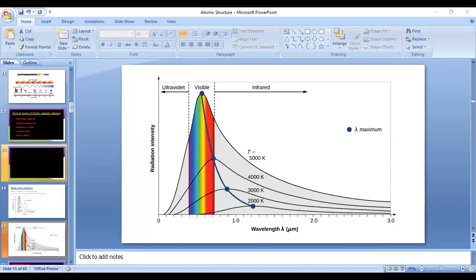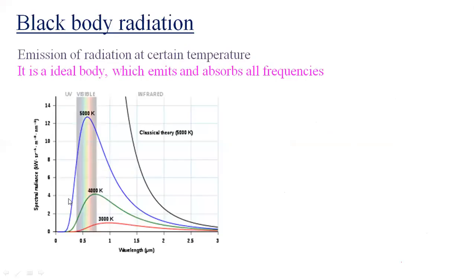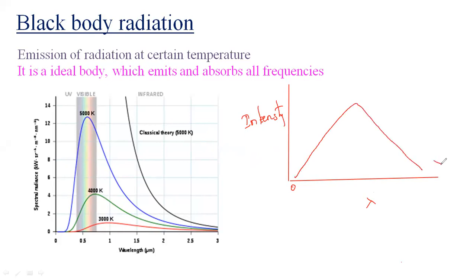Again see our spectrum here, the normal spectrum. First of all, you need to understand that when you draw a curve like this, this is the intensity here. It is nothing but energy per unit time. And here, this is the wavelength from 0 like this. So first, you need to understand this curve.